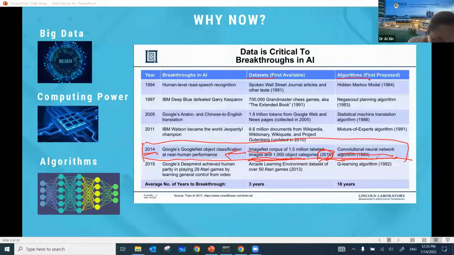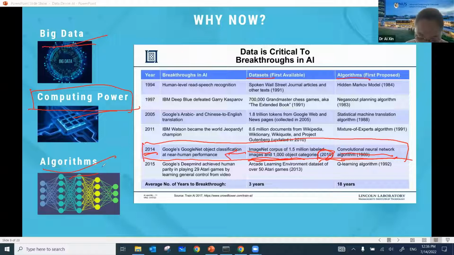And another thing we need to mention is computing power. It takes a lot of computation to train a deep learning model. So 2010 is around the time we had very good computing hardware, which made it possible to train a model using 1.5 million images. Okay, so the reason is that around 2010 we had all these 3 things together, and that is how the deep learning revolution came out.